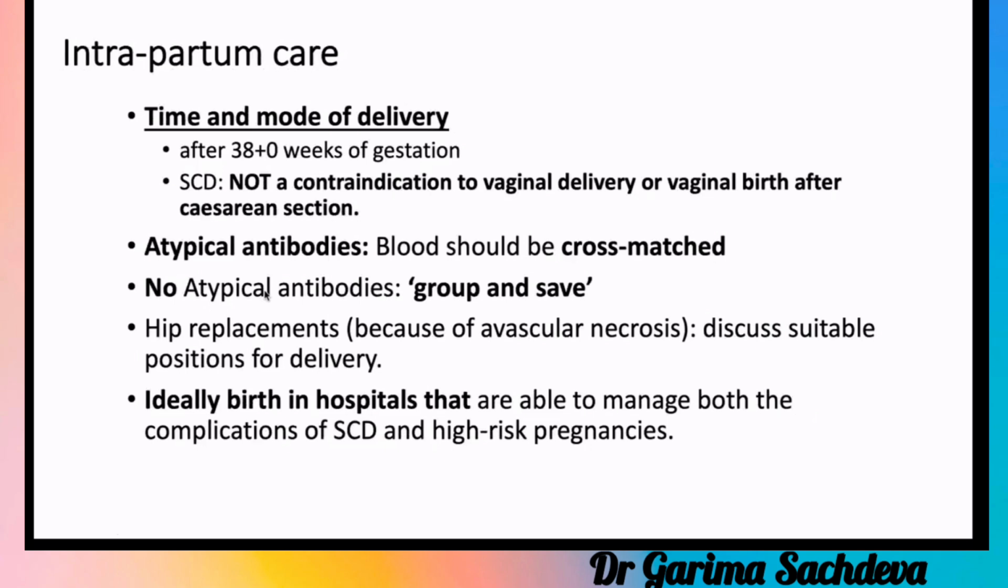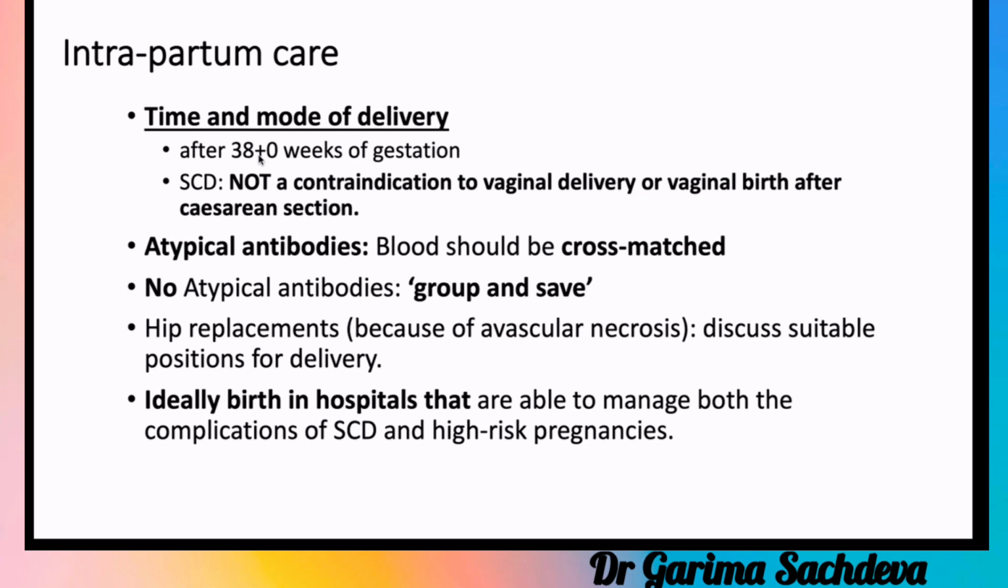And then how do you plan for delivery? What should be the time and mode of delivery? So you can go for delivery after 38 weeks. You plan after 38 weeks, and it is not a contraindication to vaginal delivery. And cesarean section should only be done for obstetric indication.